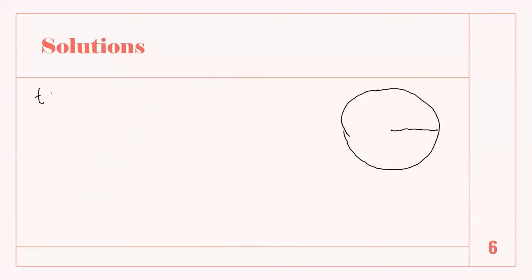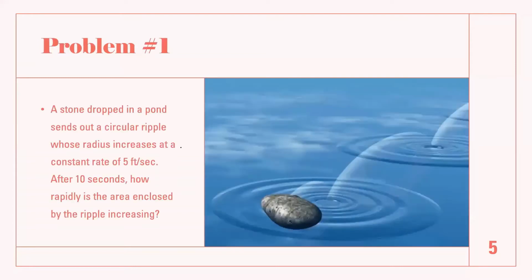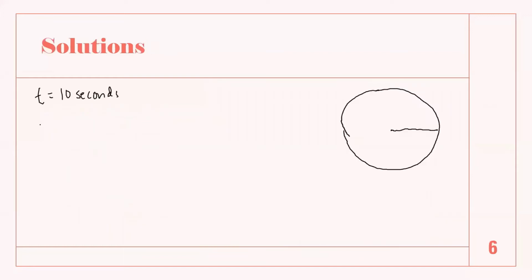Okay, so what are we going to do next is we're going to state the given quantities. So our time is 10 seconds. Then we're going to state the rate, which is dr over dt. Why dr over dt? Because it is based on the change of the radius. So the radius increases at a constant rate of 5 feet per second is dr over dt. Okay, so our dr over dt is 5 feet per second.